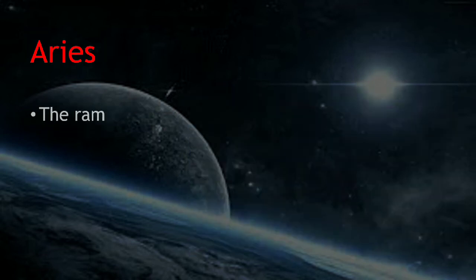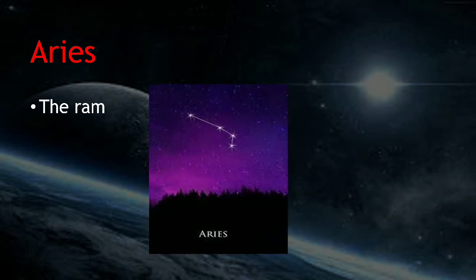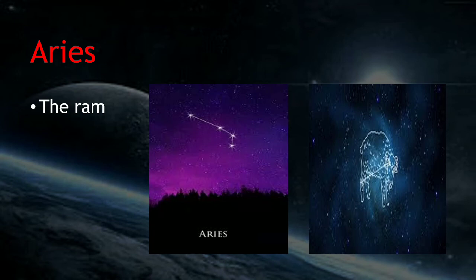Aries is one of the constellations of the zodiac. It is located in the northern celestial hemisphere between Pisces to the west and Taurus to the east. The name Aries is Latin for ram. It is one of the 48 constellations described by the 2nd century astronomer Ptolemy and remains one of the 88 modern constellations.